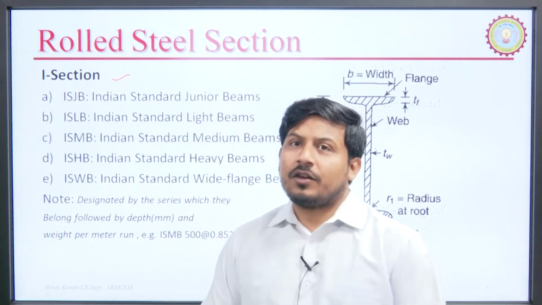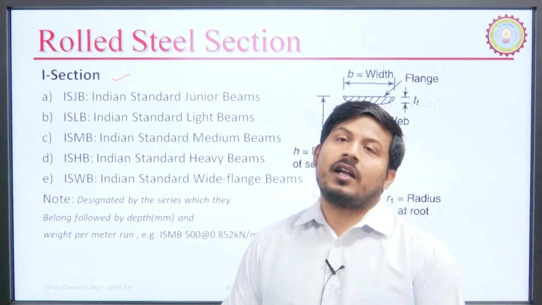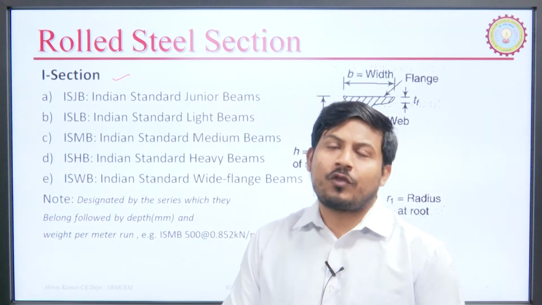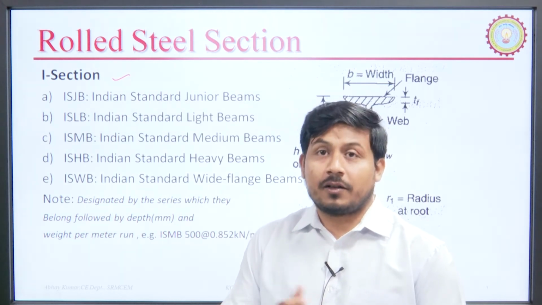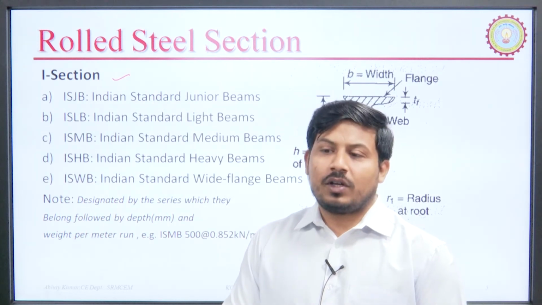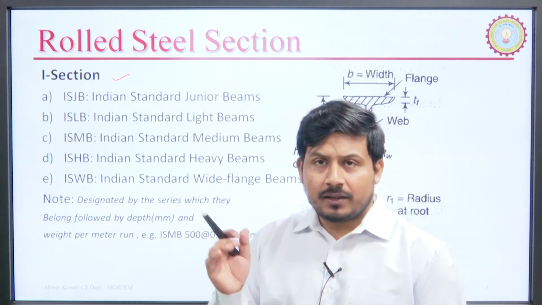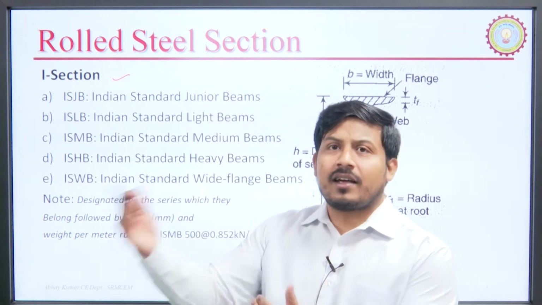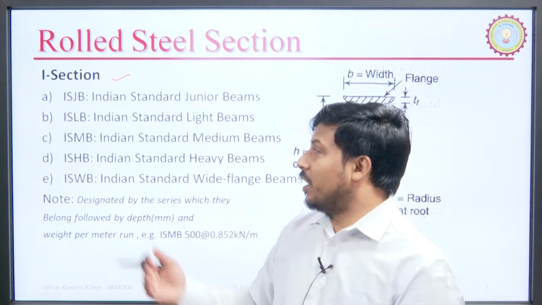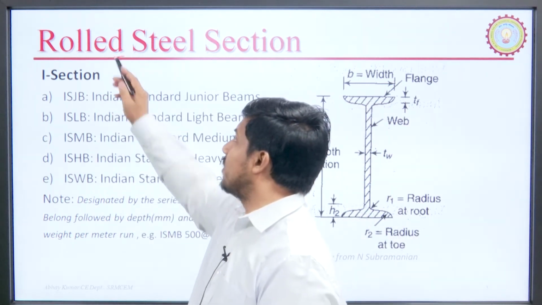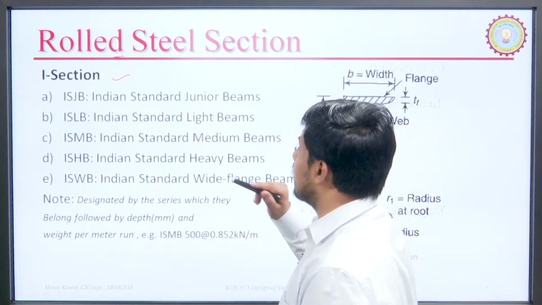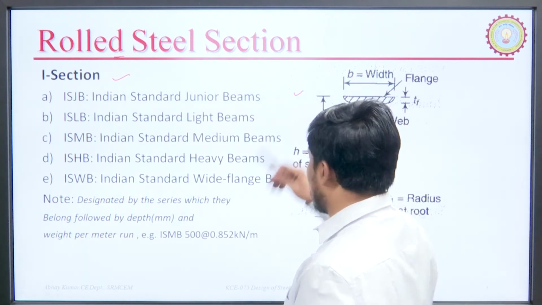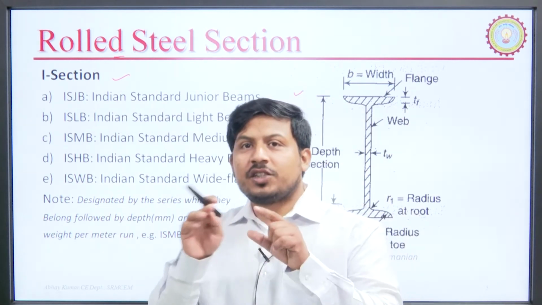One may ask why these sections are called rolled steel sections. The name came basically from their manufacturing process. We know that these steel sections pass through the rolling mills, therefore, from there this term came into existence, that is the rolled steel section. These sections are basically defined or classified on the basis of the shape of their cross section.